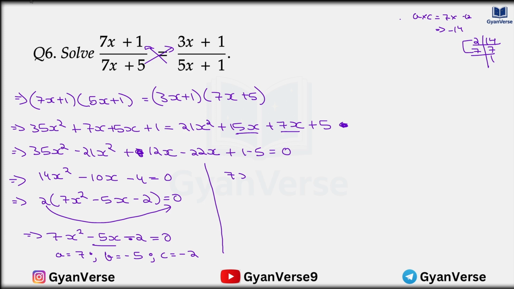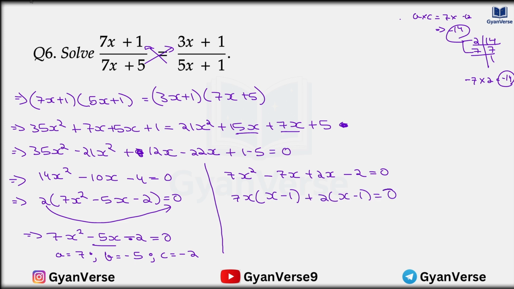So what I'm going to do is 7x square minus 7x, and plus 2x minus 2 equals to 0. Now, when I add minus 7x and 2x, it will become minus 5x, all right? And when I multiply minus 7 and 2, it will become minus 14, which I wanted, right? So now, from these two, I can take 7x common, it will become x minus 1. And from these two, I can take 2 common, which will become x minus 1 equals to 0.